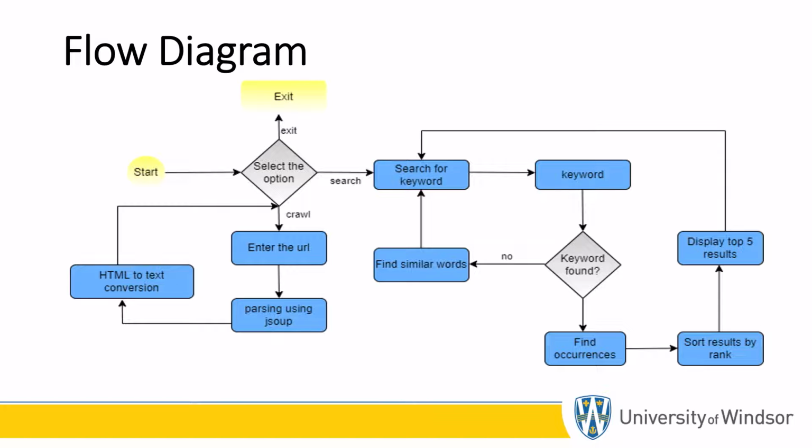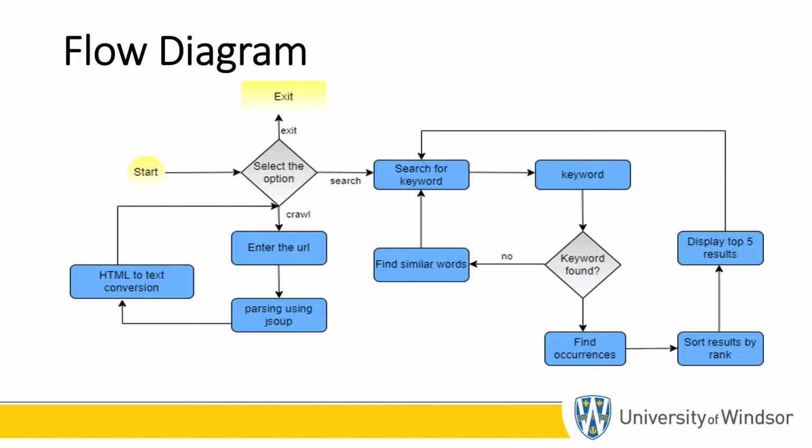If we select the search option, then we need to enter a keyword which we want to search on the web. The search feature will search for that keyword. If no result is found, then the autocorrect feature will suggest similar words to the keyword, and again searching is performed on that modified keyword based on the similar word suggested by autocorrect. If still no result is found, then autocorrect will again suggest similar words and again searching is performed.